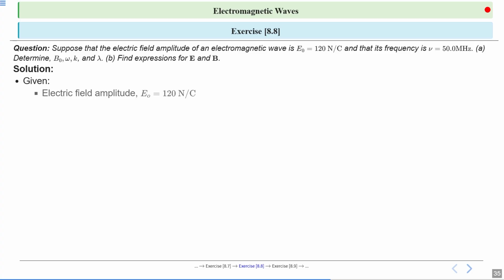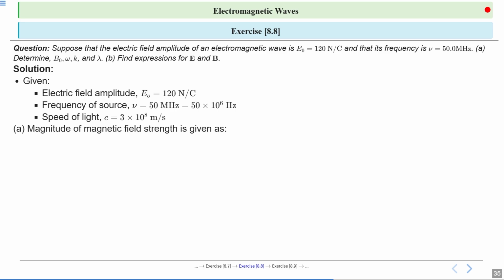So what is given in the question? E naught is given, and the speed of light we know: c equal to 3 into 10 raised to 8 meter per second. The frequency of the source is given: nu equal to 50 megahertz, that is 50 into 10 raised to 6 hertz. So, part A.